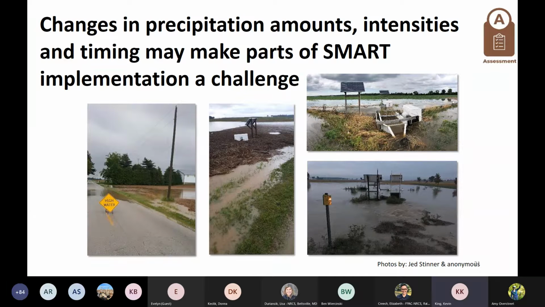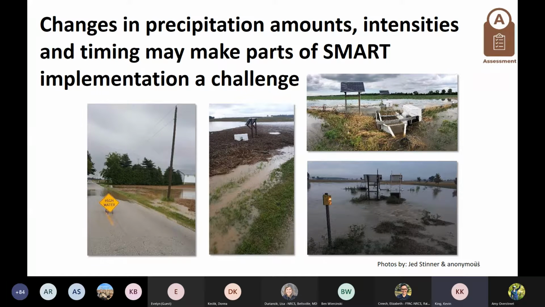We've already touched on this with respect to the transport mechanism. However, the changes in climate should also be considered in that assessment part of SMART. Specifically, changes in precipitation amounts, intensities, and timing may make parts of the SMART aspect implementation a challenge. We all know that the windows of opportunity for field activities are getting smaller, especially given our larger equipment and the wetter conditions. Even though we plan on implementing SMART parts of SMART, local weather conditions may complicate a producer's ability to carry out the plan.